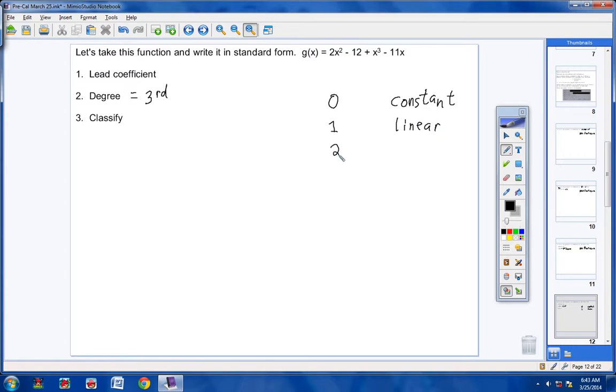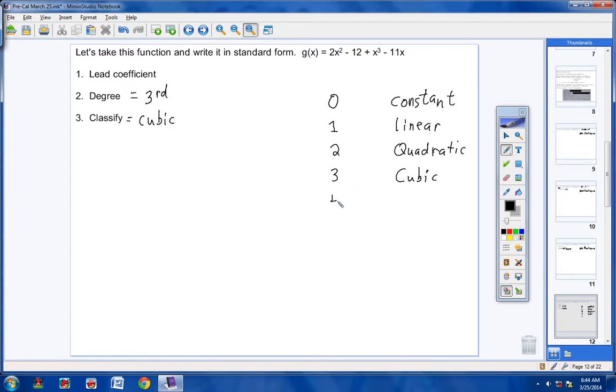If your degree is 2, you should know this one, guys. If your degree is 2, we call that a quadratic function. If your degree is 3, we call that a cubic function. So let's come over here. We're going to classify this polynomial function. It's a third degree, so the classification of this polynomial function would be a cubic function. This is a cubic function.